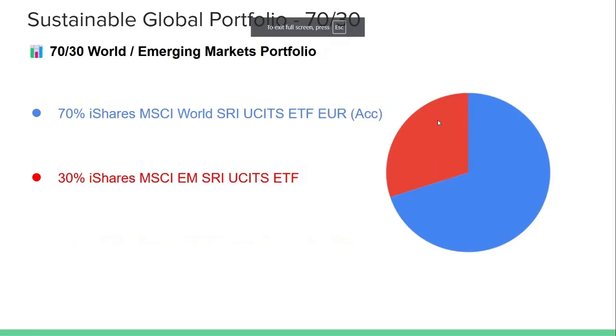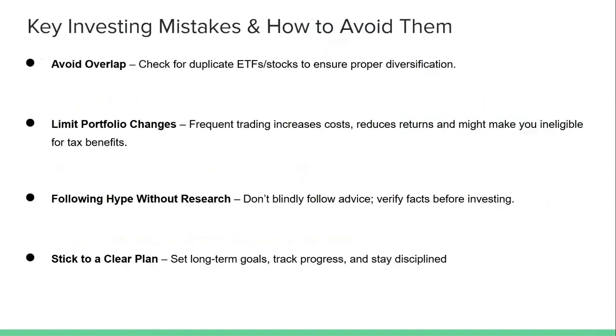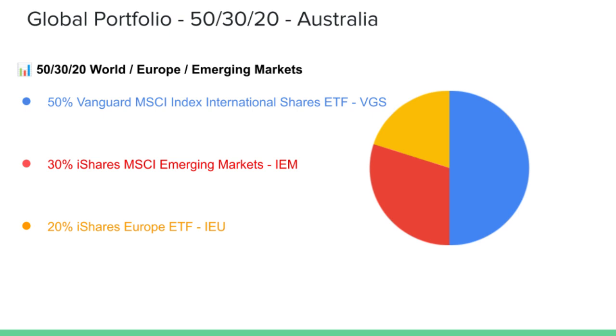Then you have the same for 70-30. You have the sustainable portfolio option, which is good. Now, for the Australian portfolio, we have here a 50-30-20 portfolio, basically, which includes world companies and also emerging markets, and as well the European market. So you have a very global exposure.